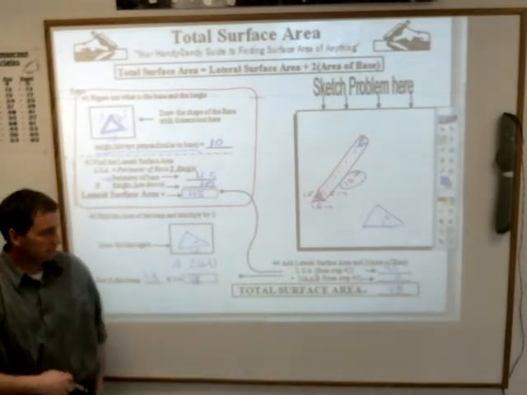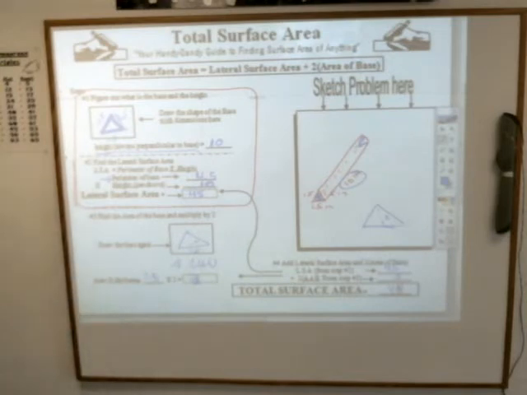If you like that sheet, there's more of them back there. But you don't have to do that with cylinders, people. Cylinders, you just have to plug in the formula. This one here, there's no formula.